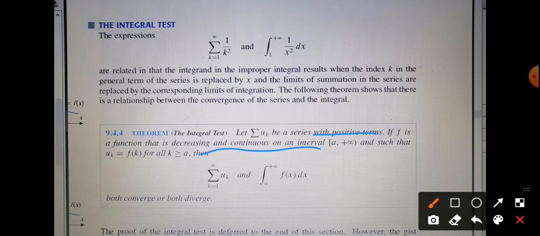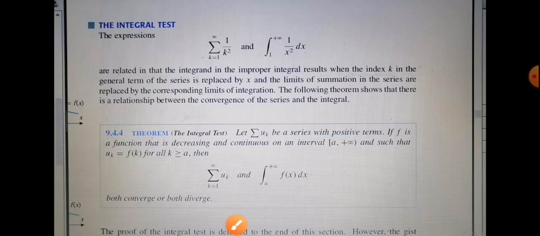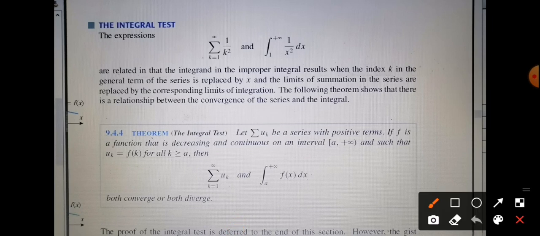And if f is a function that is decreasing and continuous on the semi-closed interval a to infinity, such that u_k is equal to f of k for all k greater than or equal to a, then the series and the integral both converge or both diverge. So what is the meaning of this statement? Condition number one, the series must have all positive terms. Number two, the general term of the series must be a decreasing and continuous function on some semi-closed interval. Then we are able to apply the integral test.